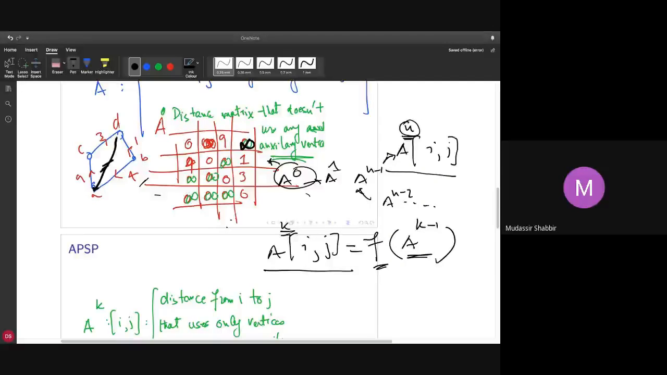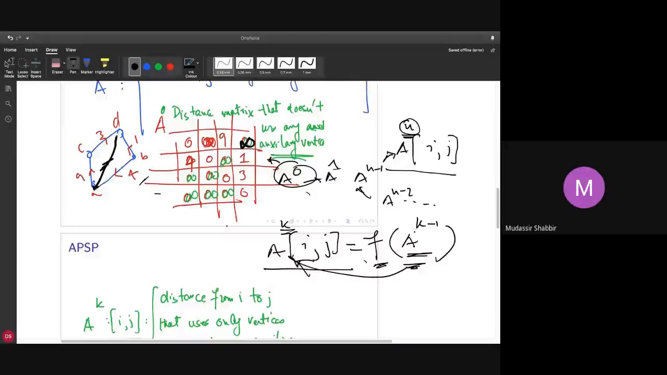Okay, all right. Good. So our goal now is to figure out how to go from A_{k-1} to A_k. Okay, if I know the shortest path from i to j which uses only the first k minus 1 vertices, how do I compute the shortest path, or the distance, from vertex i to vertex j using the first k vertices? All right. Okay, let's see how we do it.